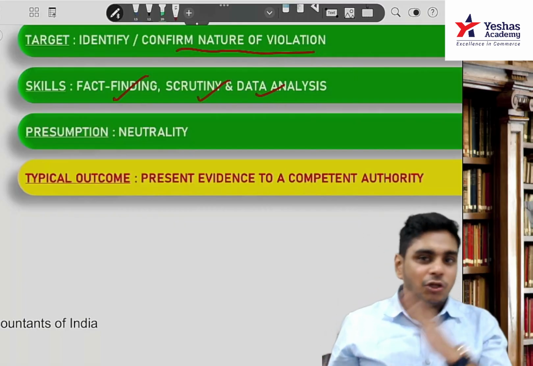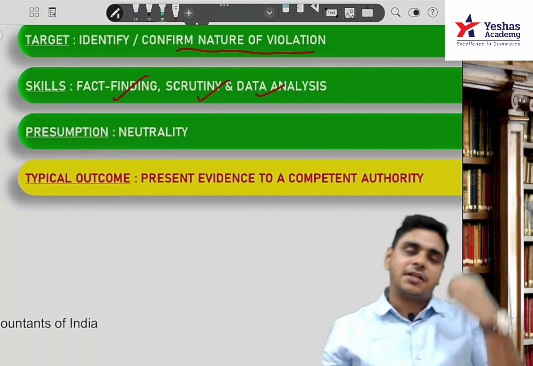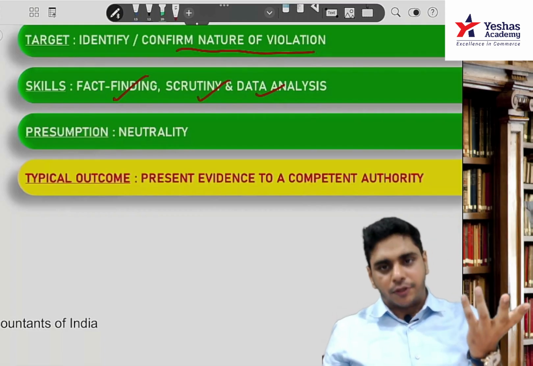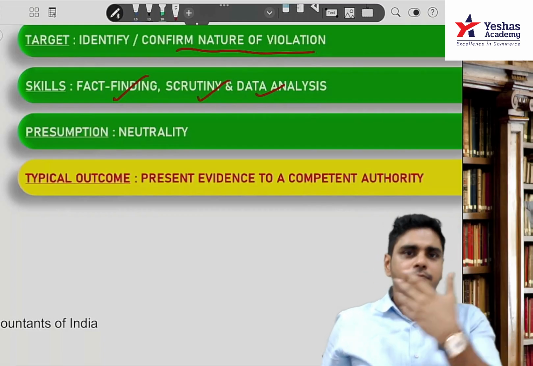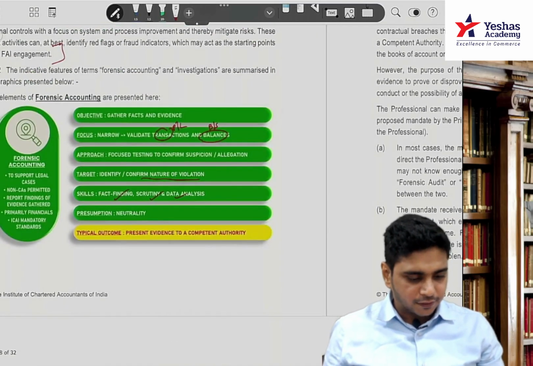You are not. You are just a fact finding authority. You will collect the evidence and give it to the main authority who has appointed you. It could be IRDA, it could be police, it could be law, it could be anybody. Okay. So this is forensics.